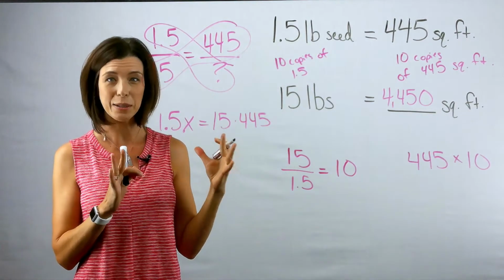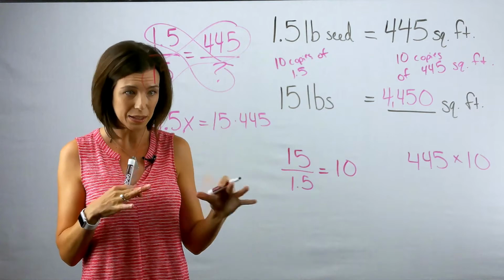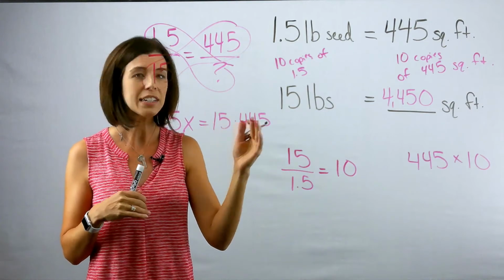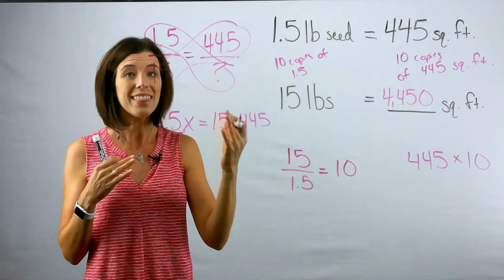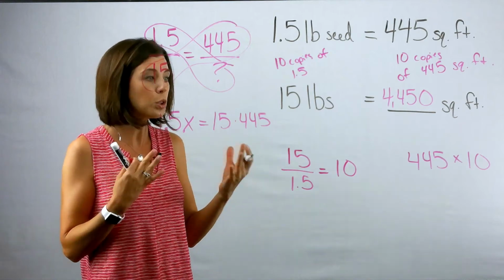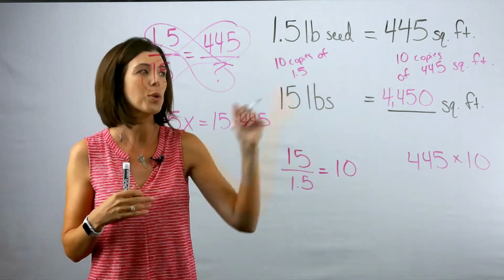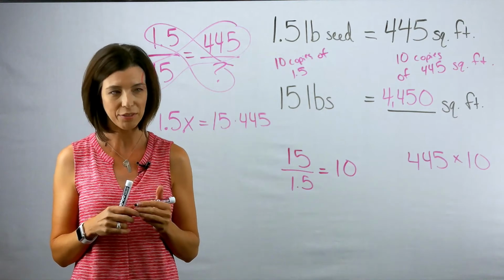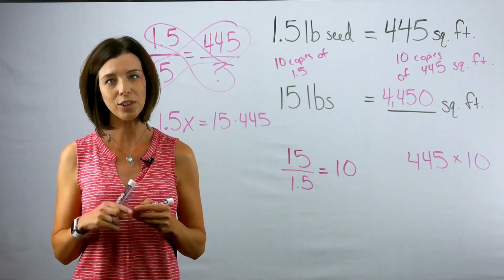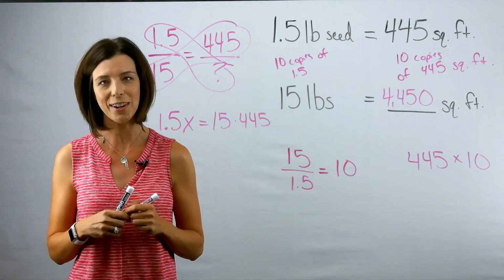You see how already this is more work. You can solve it this way, so you'd multiply 15 times 445, then divide that by 1.5. You could get that. You would still end up with 4,450 square feet.